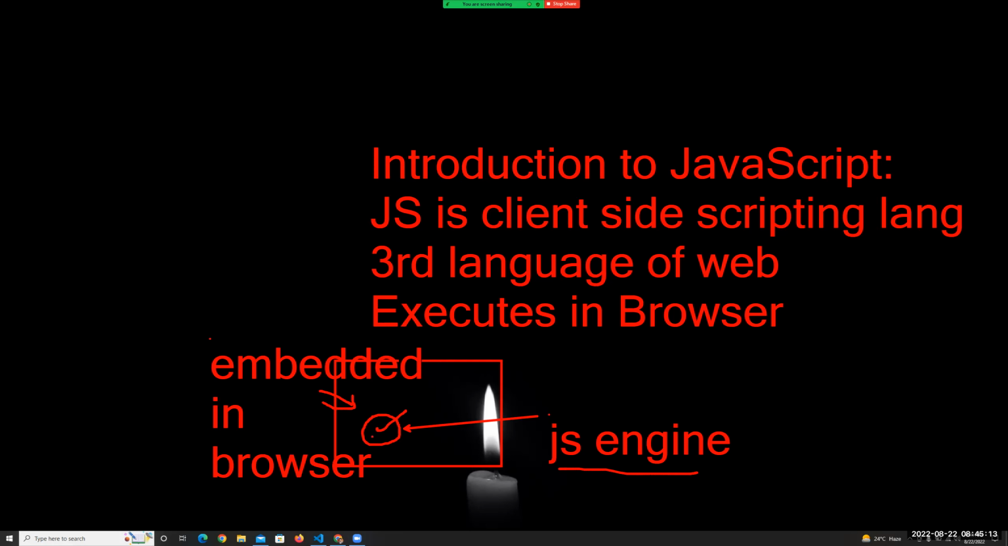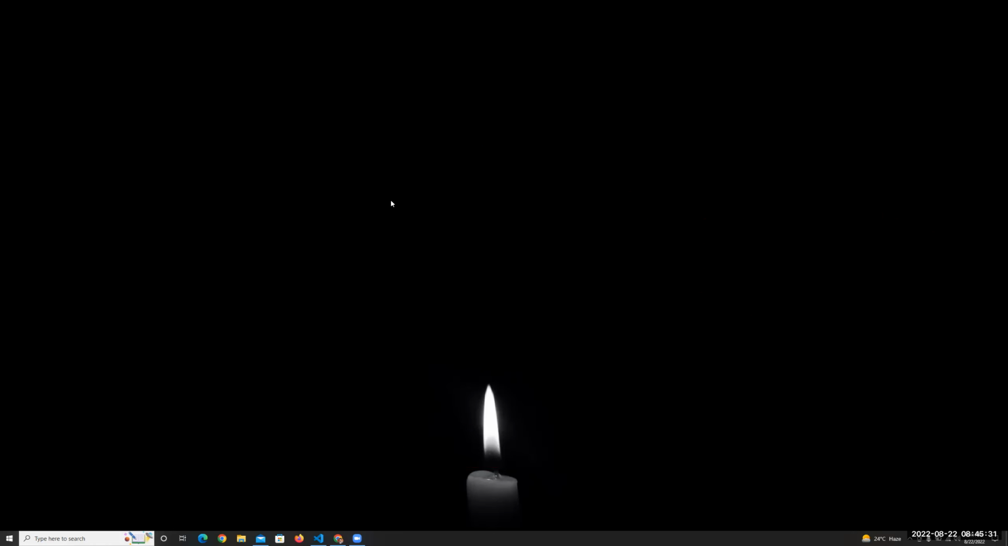Okay, this is about JavaScript. It is a client-side scripting language, the third language of web. It executes in the browser, and we have a JS engine that is already pre-installed in your browsers. So any web browser has this JS engine so that you can directly execute your JavaScript. Let us do the first program, or first task, whichever we do when learning any language.